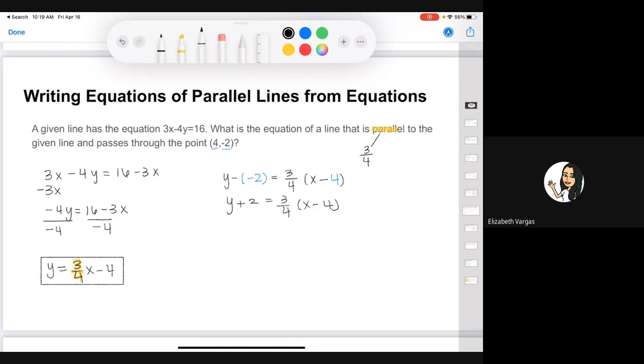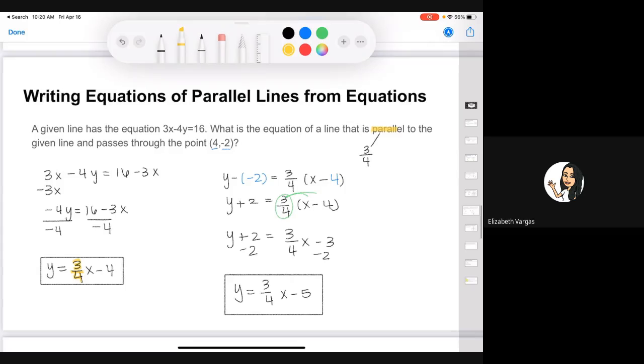I'm going to go ahead and distribute, and then I'm going to go ahead and move my plus 2. So that's y equals 3/4 x minus 5. So that is my equation of my line, which is parallel to my given line, but contains the points 4 and negative 2. And what you'll notice is they both have the same slope. Okay. Any questions about how to find the slope of parallel lines?